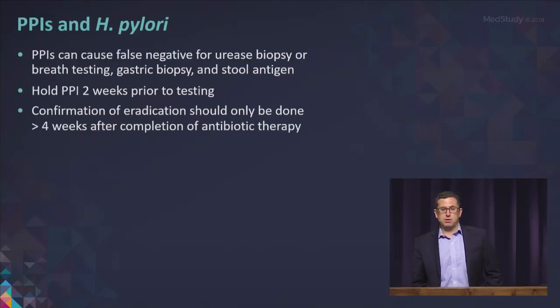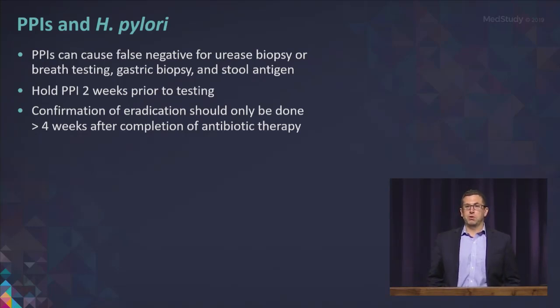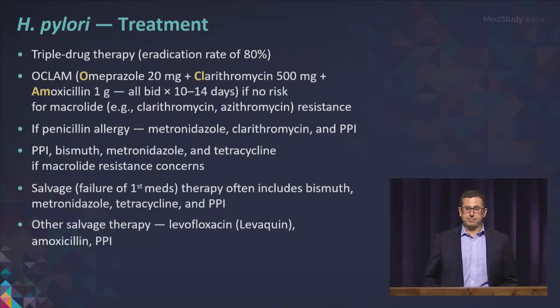PPIs and H. pylori. This is a key slide. PPIs could cause false negatives for pretty much all those tests except for the serum antibody, which you don't use anyway. So it could cause a false negative for urease, biopsy or breath testing, gastric biopsies, and the HP stool antigen. Generally you want to hold the PPI for 2 weeks before you order any of these tests. And confirmation of eradication should only be done greater than 4 weeks after completion of antibiotic therapy for the H. pylori. These are key points.